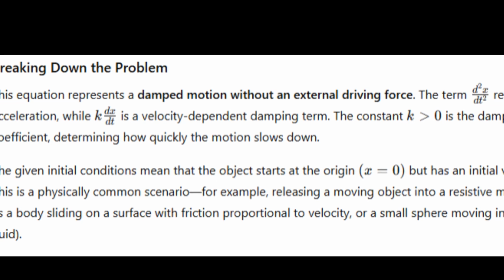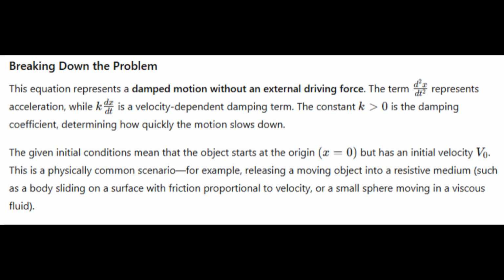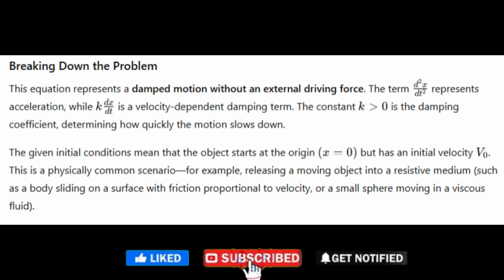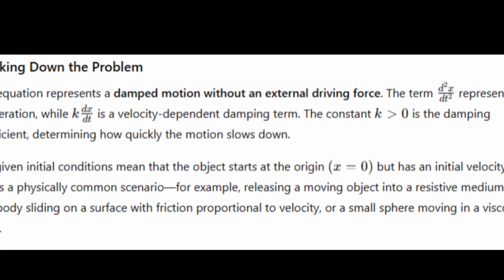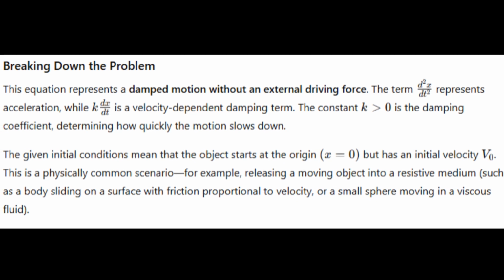The given initial conditions mean that the object starts at the origin, x equals 0, but has an initial velocity v0. This is a physically common scenario. For example, releasing a moving object into a resistive medium, such as a body sliding on a surface with friction proportional to velocity, or a small sphere moving in a viscous fluid.